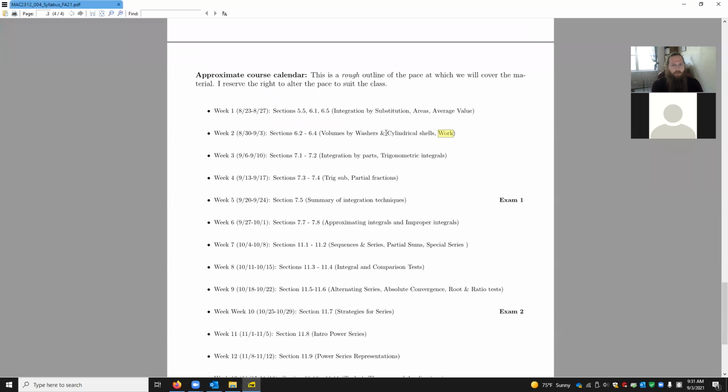I think it's probably worthwhile to look at a couple of cylindrical shells problems because we barely touched that. We did one example, I think. So we'll start there, and then we're going to talk about work. The bulk of today, the intent is to kind of just get you a little bit more comfy solving the problems. So let's do that.